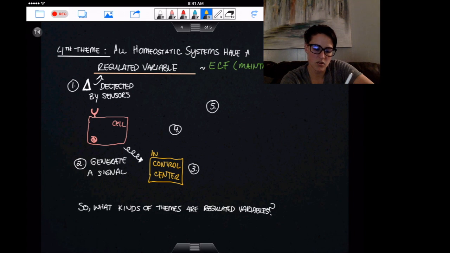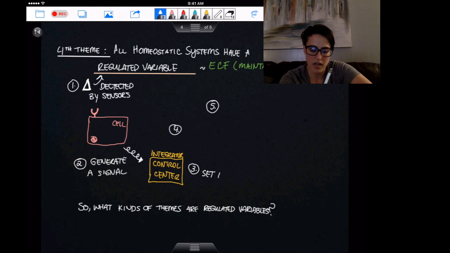This is the integrator. Where did we learn the integrators are located? One of the big integrators of the body, organ systems was the nervous system. So that signal is going to be received in the control center, like the nervous system. And that's step 3.